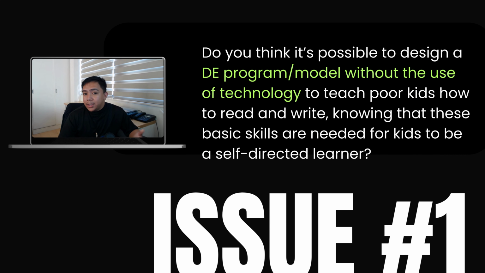And given all of these, here are my two issues. Number one, how do you think it's possible to design a DE program or model without the use of technology so that we can teach poor kids how to read and write, knowing these basic skills are needed for kids to be able to be good self-directed learners? Or do you think that's possible?